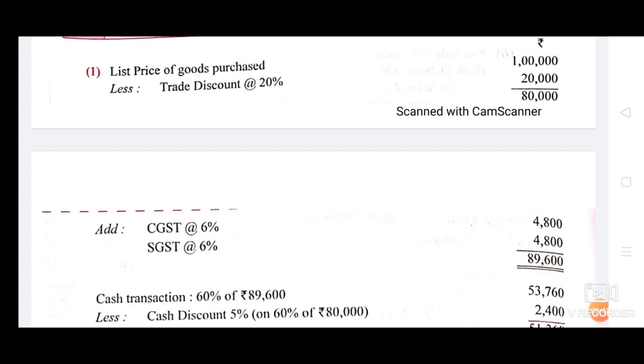Bought goods of the list price of rupees 1 lakh from Gopal Brothers, less 20% trade discount and 5% cash discount on purchase price. So list price of goods purchased is rupees 1 lakh. We have to deduct 20% trade discount from that, which is rupees 20,000. So the amount is 80,000. Okay. Now on this amount we have to add 6% CGST and 6% SGST on 80,000, which is rupees 4,800.